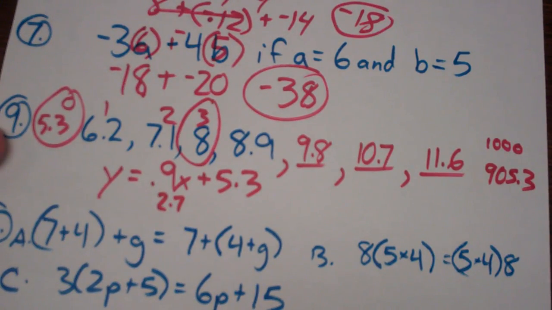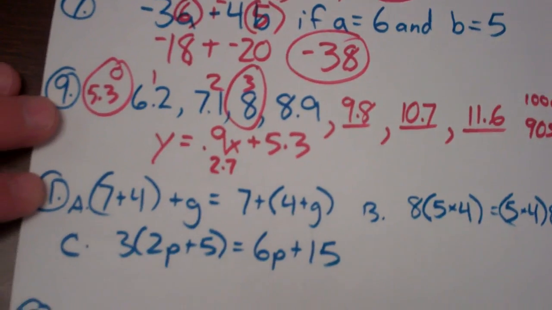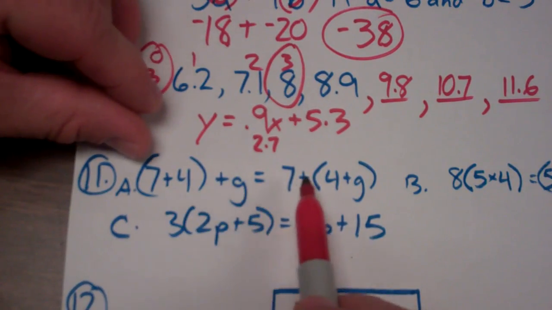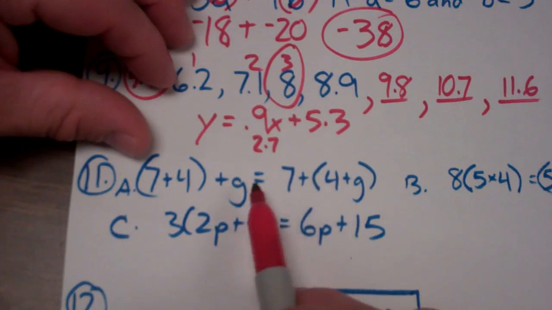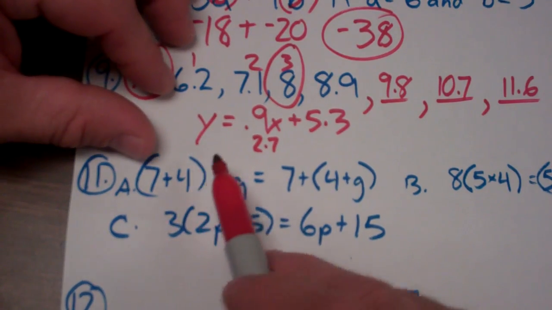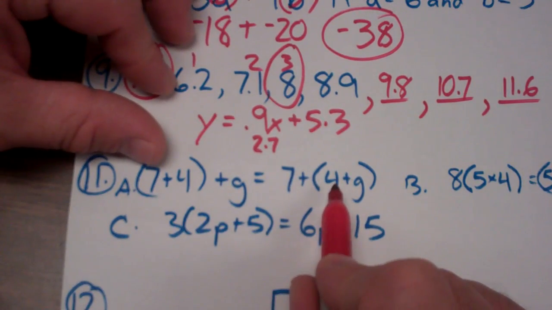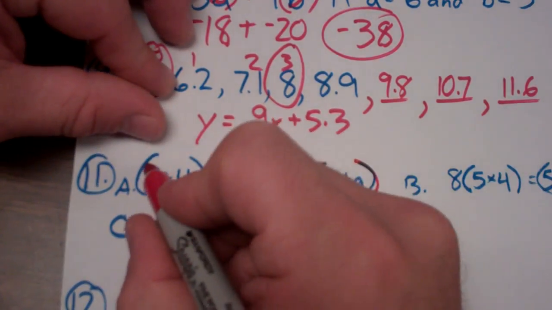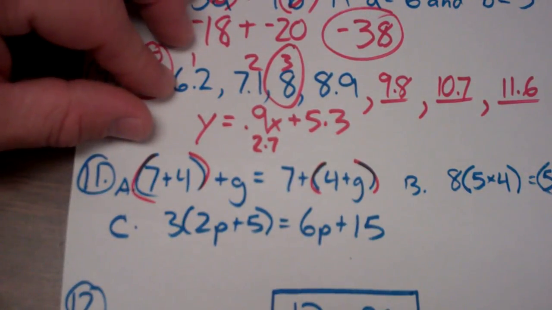All right, number 11. It's asking for which property is being shown on each one of these. So when I look at this, 7, 4G, 7, 4G, the order did not change, so it's not commutative. So I'm looking at the grouping symbol. 7 and 4 were friends. Now 4 and G are friends. The grouping change, that is called the associative property of addition.